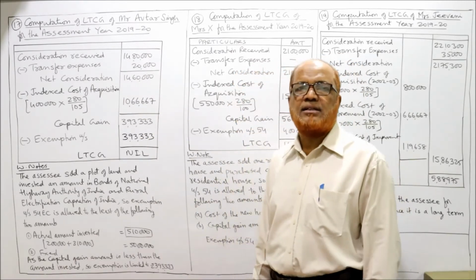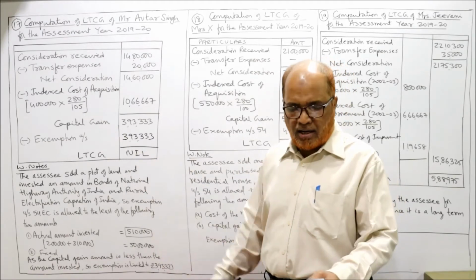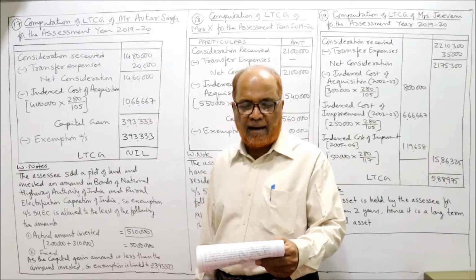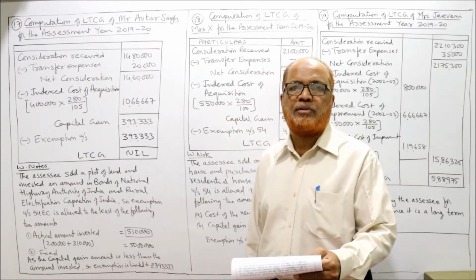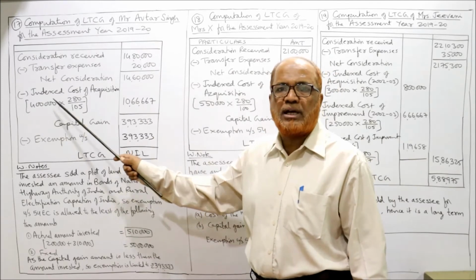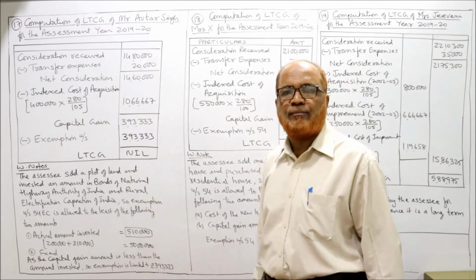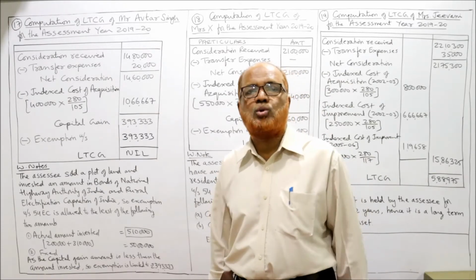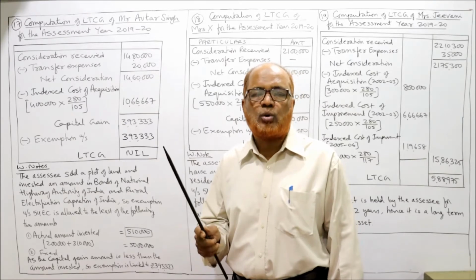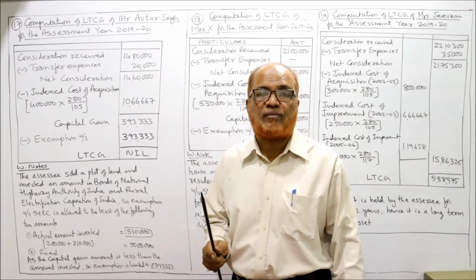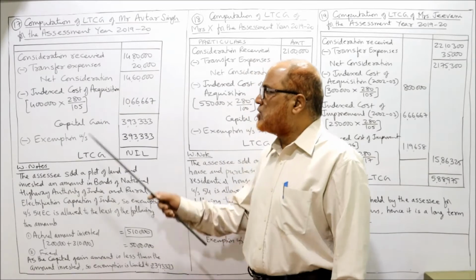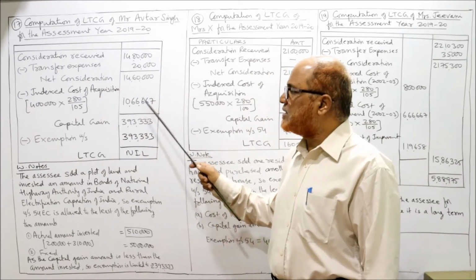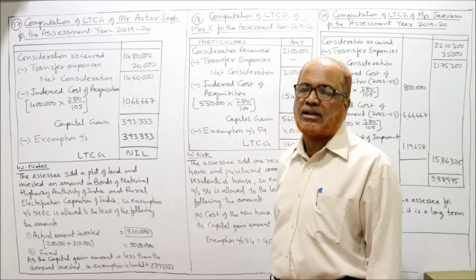From this we subtract the indexed cost of acquisition. Mr. Avtar Singh purchased a plot of land for 4 lakh rupees. So 4 lakh rupees is the actual cost, into 280 divided by 105. 105 is the index of the purchase year. Purchase year was 2002-2003, so the index number for 2002-2003 is 105, given in the problem. So 280 divided by 105 gives 10,66,667. Subtract it, and we get capital gain of 3,93,333.